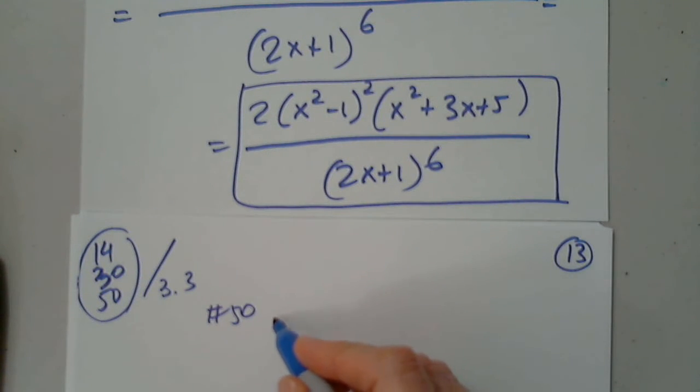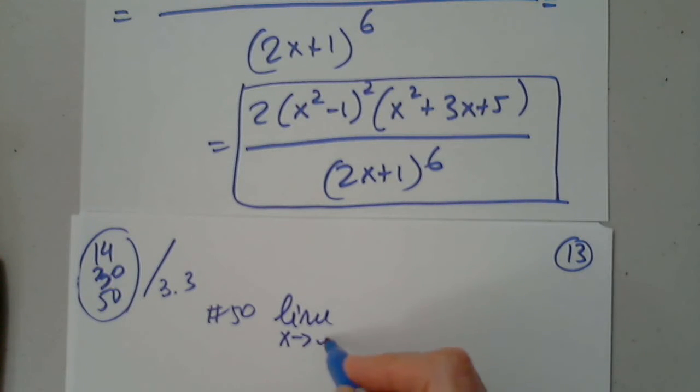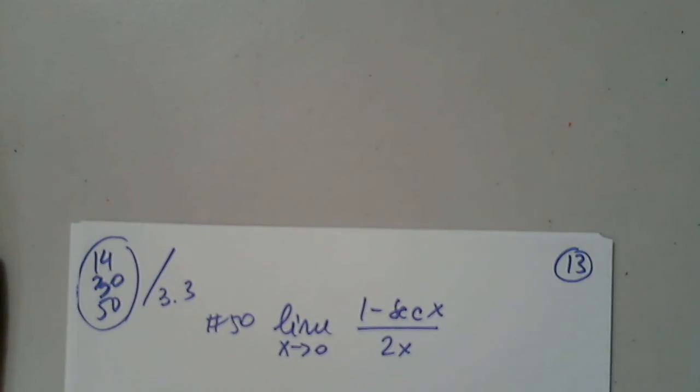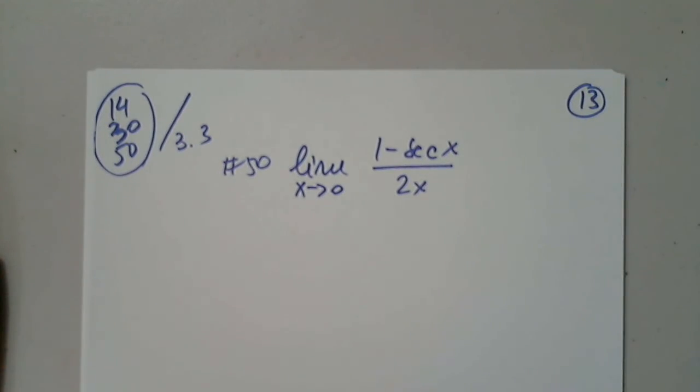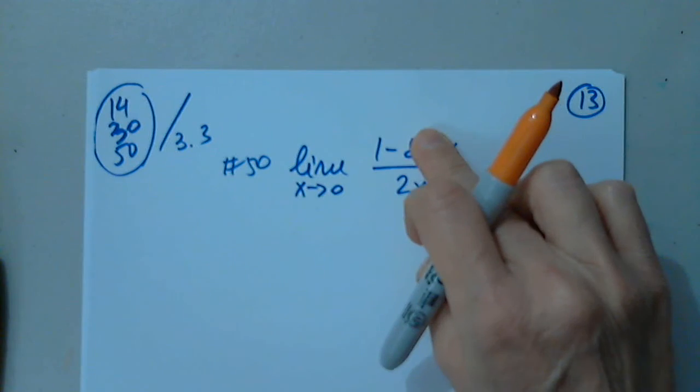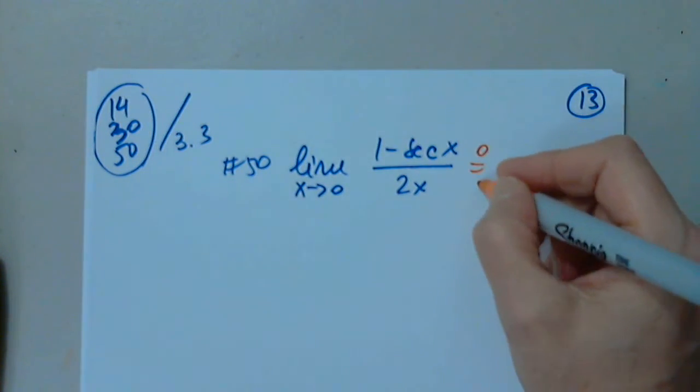In 50, we have the limit as x approaches 0 of (1 minus secant x) over 2x. We're asked to find the limit. What is our first step whenever we're asked to find the limit? What is the first thought? Plug it in. Awesome. So secant of 0 is like cosine 0, so it's 1. So the top is 0, the bottom is 0.